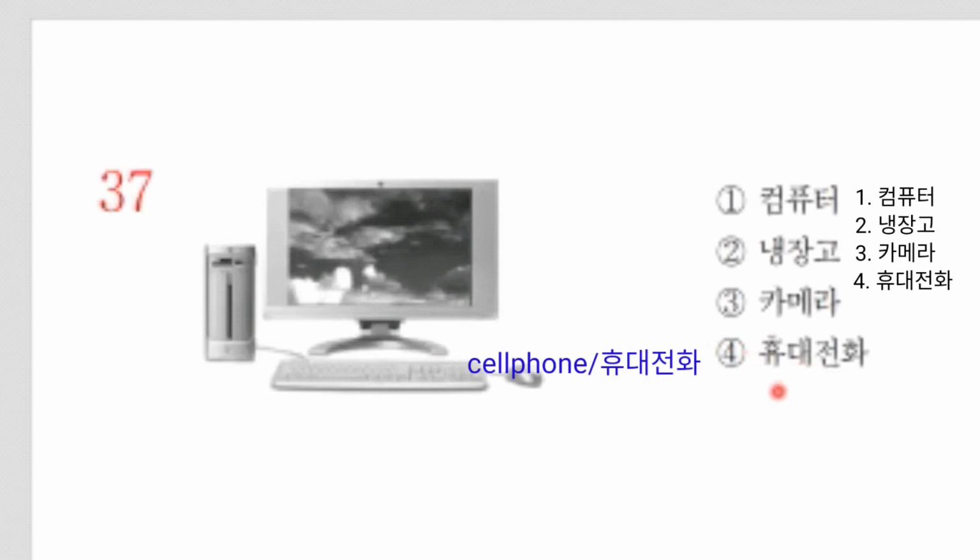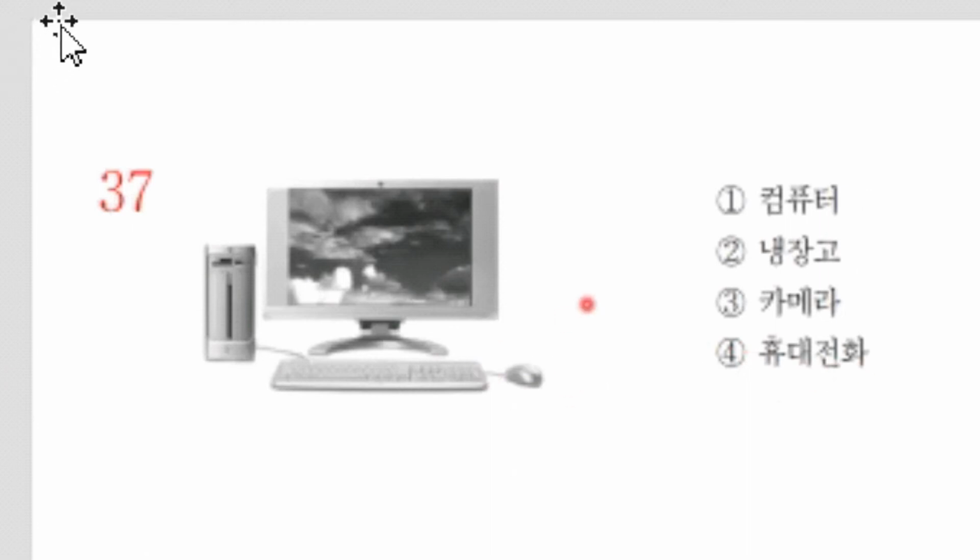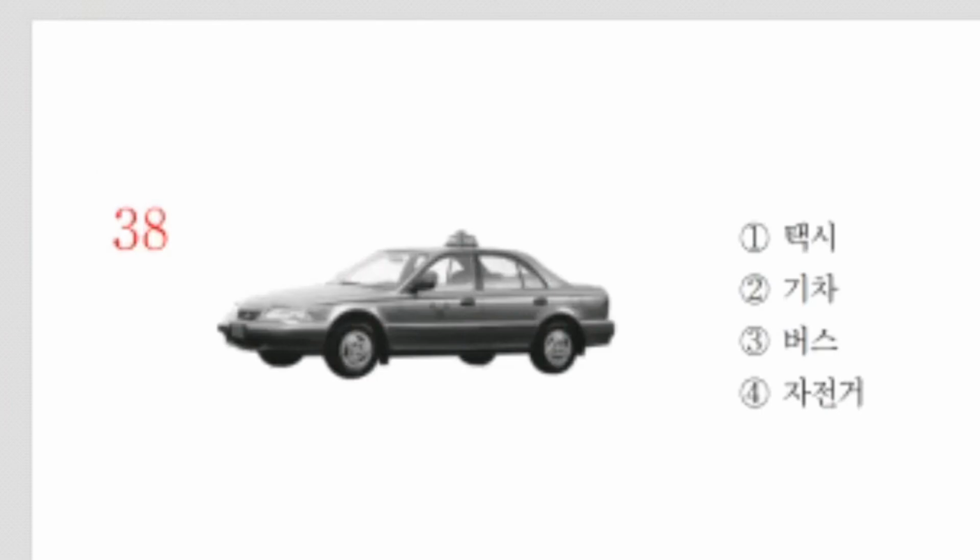Okay, so 휴대전화 is cell phone yan. Cell phone. 휴대전화. Okay, so the answer for number 37 is computer. Number 1. Okay, so ang bilis, number 38 na po tayo. Number 38 is, what's that? Ito ay isang, wala namang nakalagay dito na sadungsa or car.